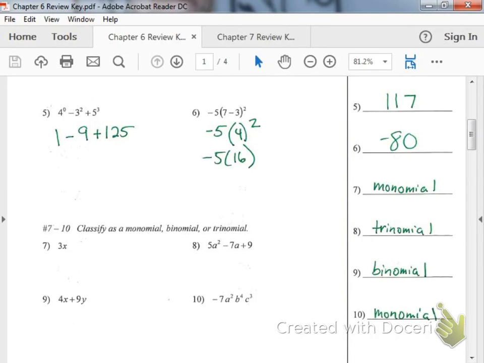Here's the bottom of the front page. So more order of operations on 5 and 6, and then classifying 7 through 10. Raise your hands if you have any questions.